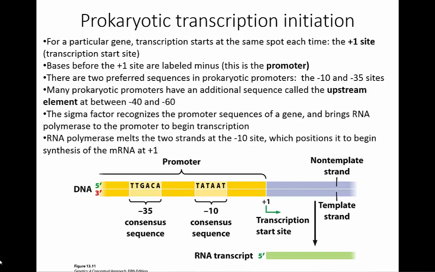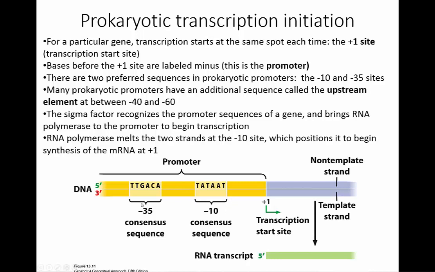So prokaryotic promoters are recognized by particular sequences, and the place where transcription starts for a particular gene is always the +1 site. The promoter would come before that, so we call those minus bases. There are two places that are very important in prokaryotic promoters. Those are the -10 consensus sequence and the -35 consensus sequence. There's also another sequence that is frequently found. This is called the upstream element, and this would be found a little bit further before the start of that gene at around -40 to -60.